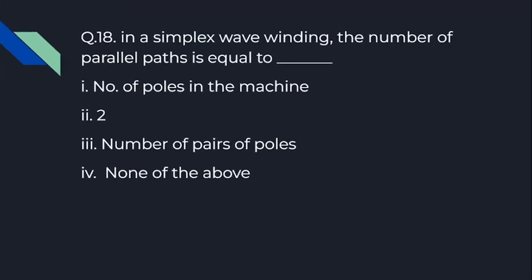In a simplex wave winding, the number of parallel paths is equal to dash. So in a wave winding, whatever may be the number of poles, the parallel paths will be equal to 2. Option 2 will be the answer for this.